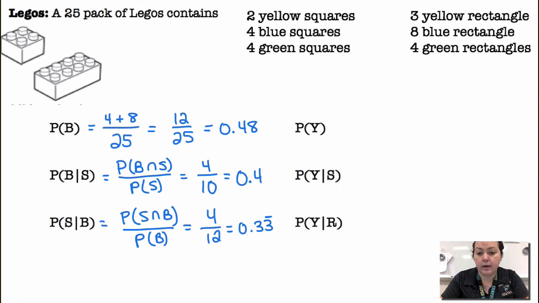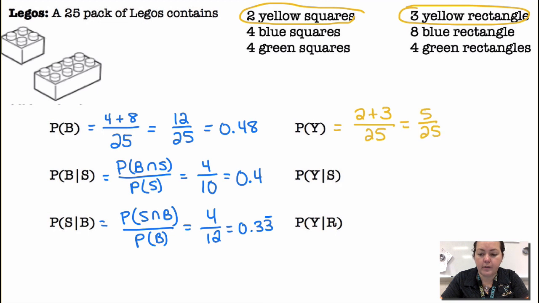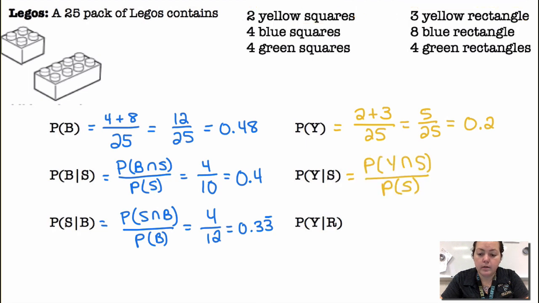Probability of yellow, well, I have 2 yellow squares and 3 yellow rectangles. So I have 2 plus 3 out of 25 total Legos, so 5 out of 25 is 0.2 or 20%. The probability of yellow given it's a square. So this is the probability of yellow and a square divided by a square. Again, in my formula I'm replacing all the A's with Y's and all the B's with S's, and then it makes sense for my problem. So a yellow and a square, I have 2 yellow squares out of all of the squares, I have 10. So 2 out of 10 gives me 0.2.